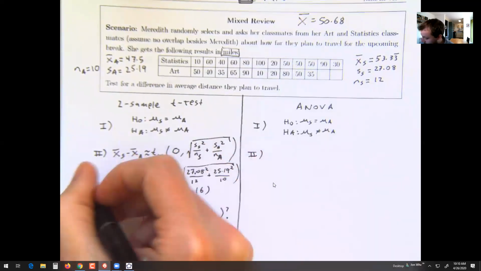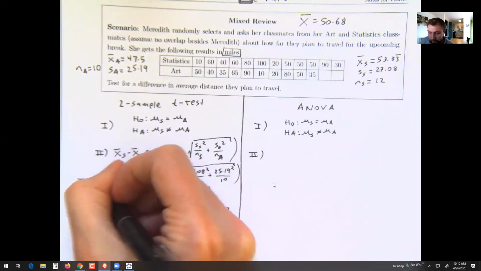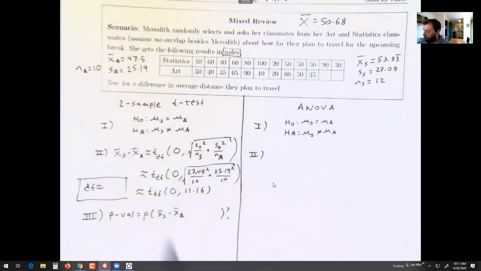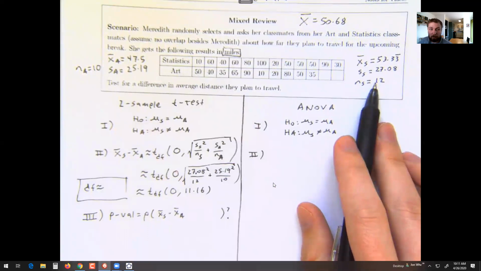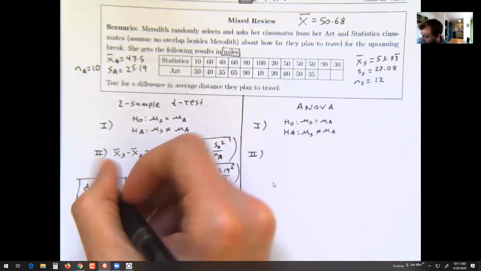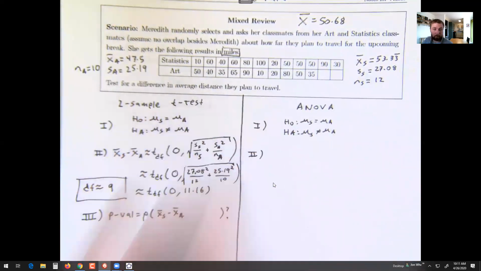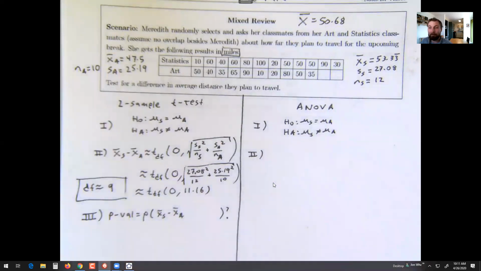As a rough estimate, I tend to use the smaller of the two degrees of freedom. So this would have a degree of freedom of 9. This would have a degree of freedom of 11. My smaller of the two groups would give me a degree of freedom of 9. I'll actually show you what this is using technology at the end, but just as a rough estimate, you can take the smaller of the two groups and base the DF off of that. This is essentially assuming that you are as strong as your weakest group.